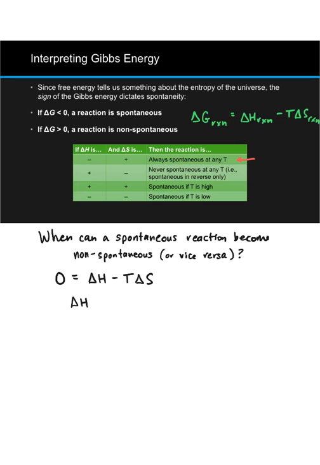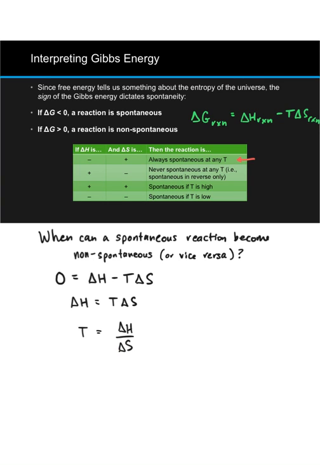Taking the term T delta S over to one side, we get this result. And dividing through by entropy, we arrive at this relationship. The tipping point for any reaction moving from spontaneous to non-spontaneous can always be given by a Kelvin temperature. That's the ratio of the enthalpy for a reaction to the entropy of our reaction.